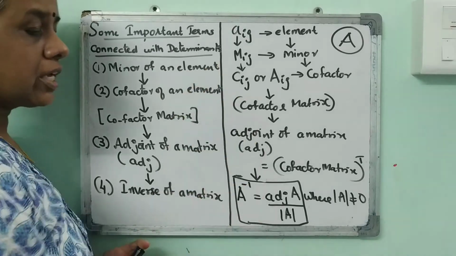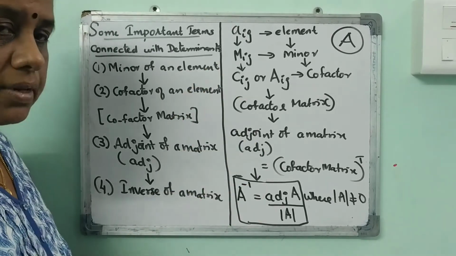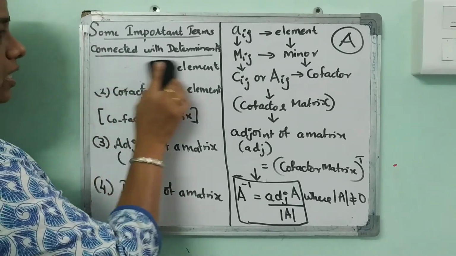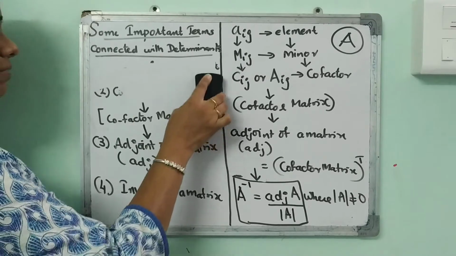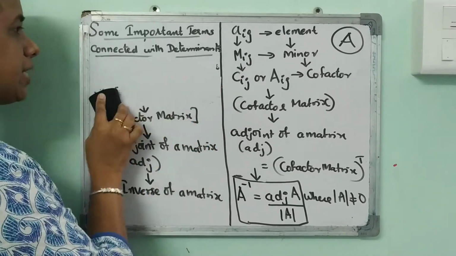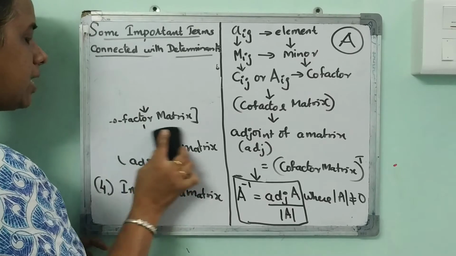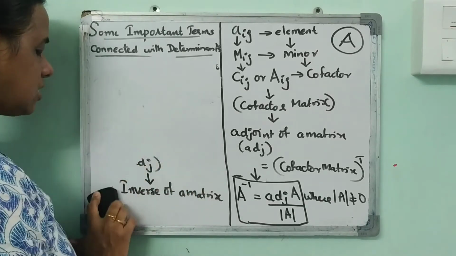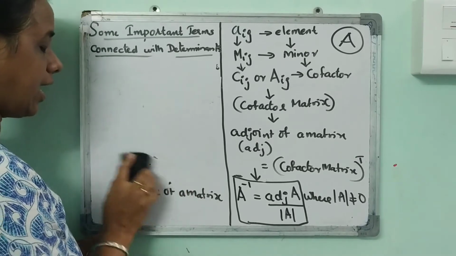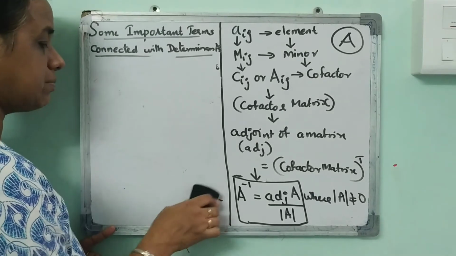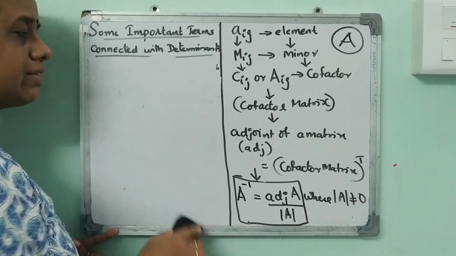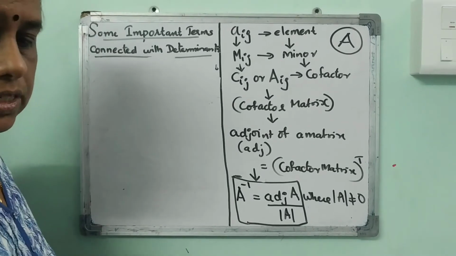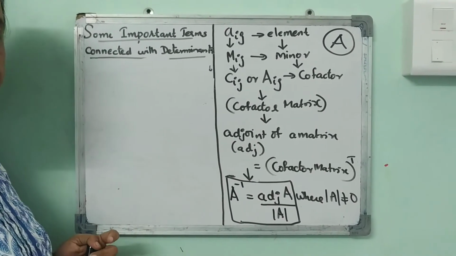So for working on all this, I will tell you an example, with which we will work out the minor, cofactor, etc. connected with that. Okay, so have this logic in your mind. From an element, we are moving on to minor. Minor is denoted as Mij, and then moving on to cofactor. Cofactor is denoted as Cij or Aij. After that, we form the cofactor matrix. Take the transpose of that, which will be the adjoint of the matrix, and finally we come to the inverse of the matrix, which is given by adjoint A by determinant A.